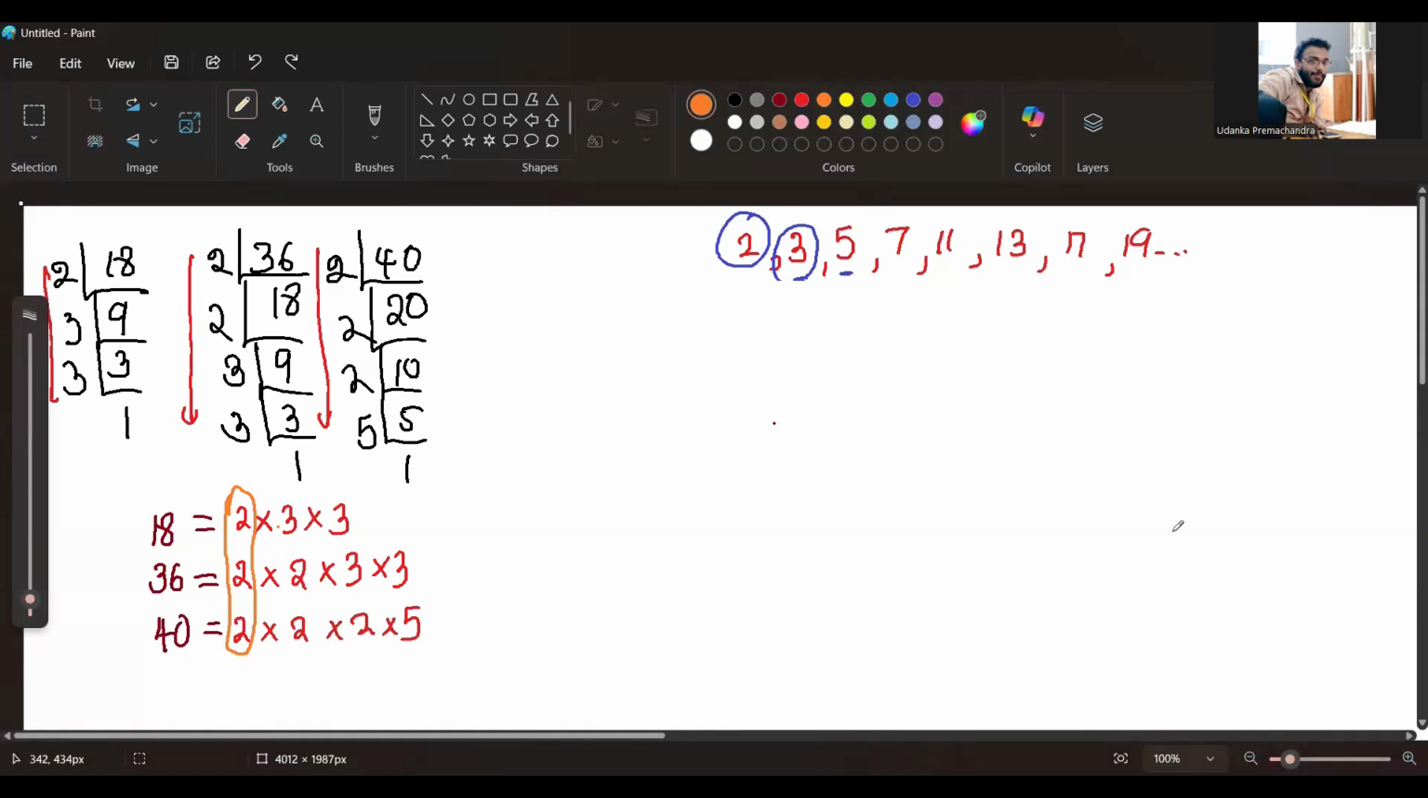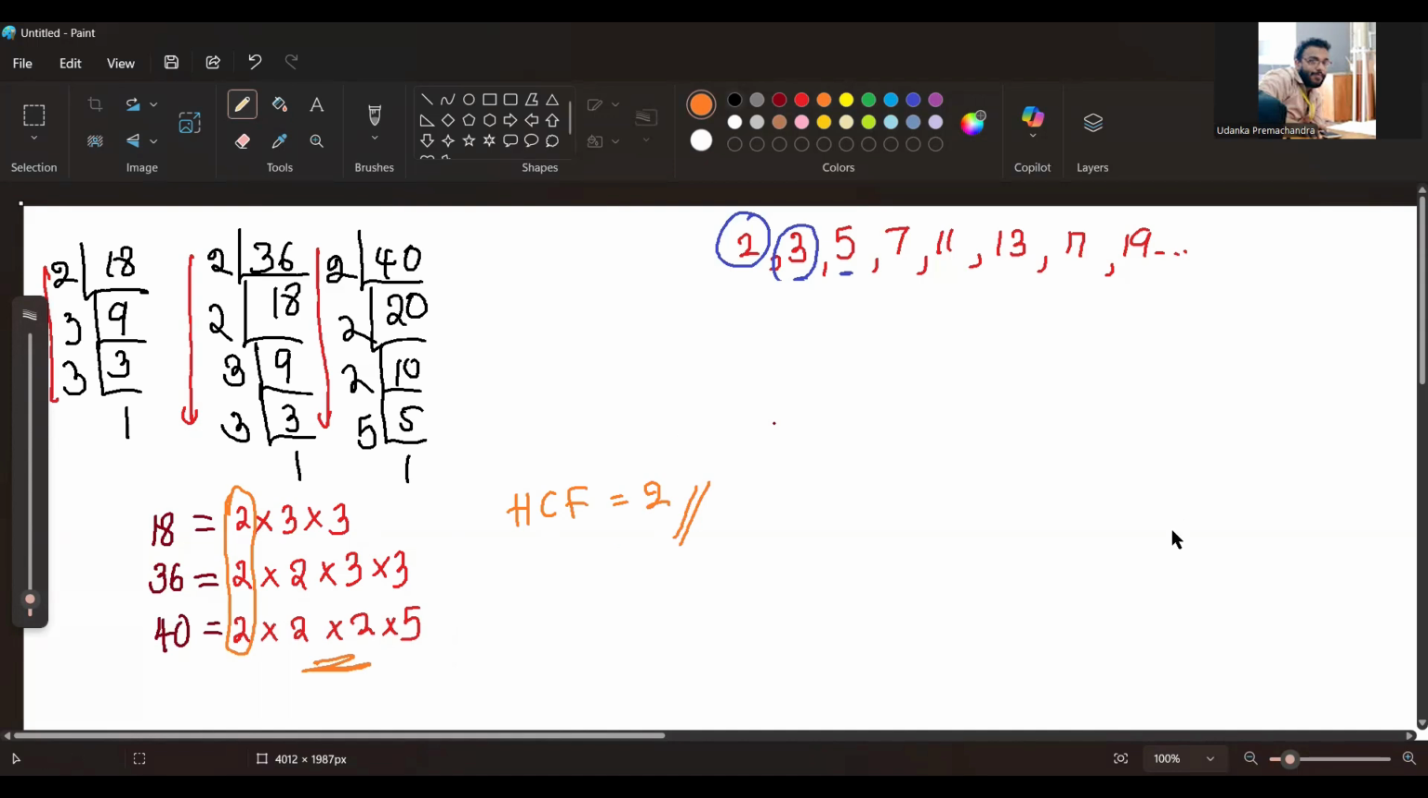Is there any value? 3 and 3 and 3? No, because there is no 3 in the 40. Is there any other value? No. So what should be the highest common factor? Highest common factor should be only 2. Is that clear? Yes, sir.